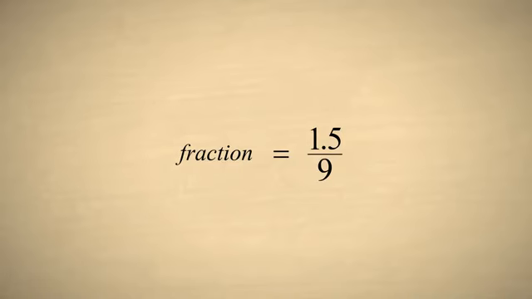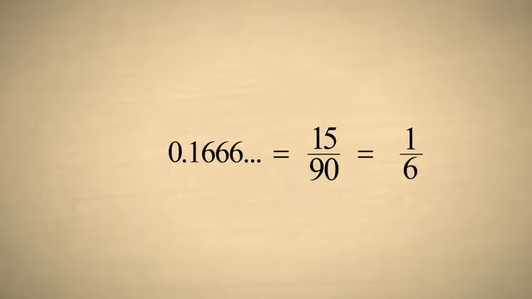But we have a problem. A fraction's numerator and denominator must be integers. We can solve this problem by multiplying the top and bottom of the fraction by 10 to create two integers. This gives us 15/90ths, which can be reduced to 1/6. So this repeating decimal number is equal to 1/6.